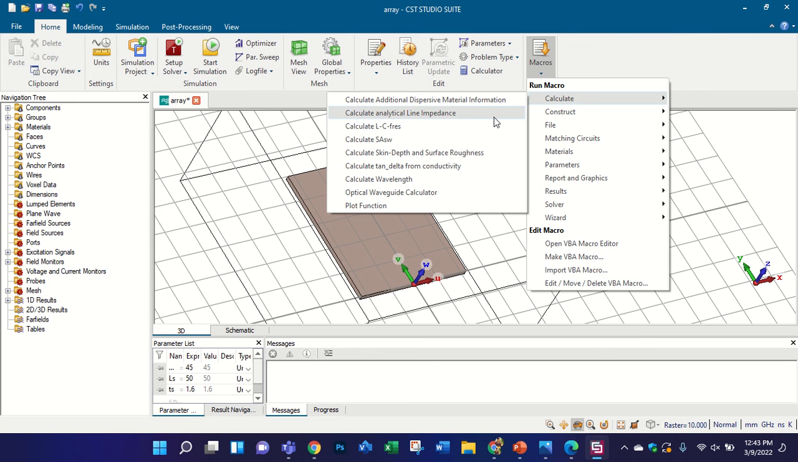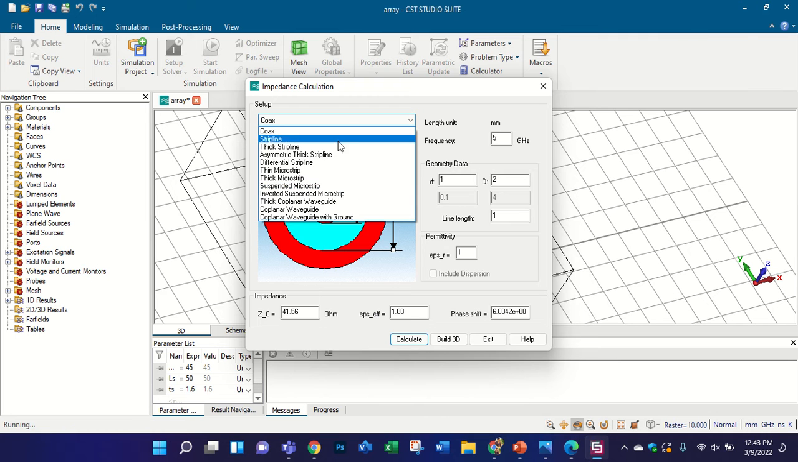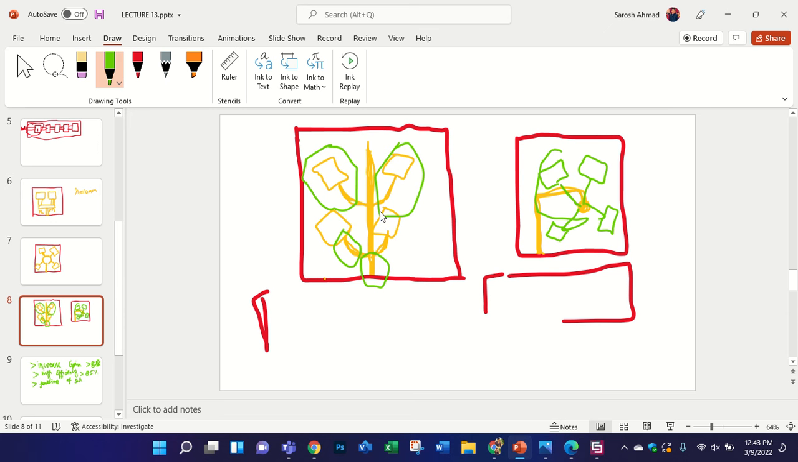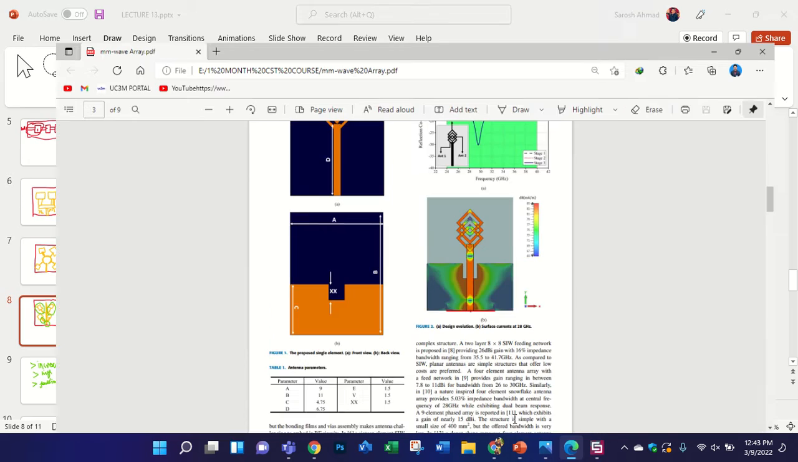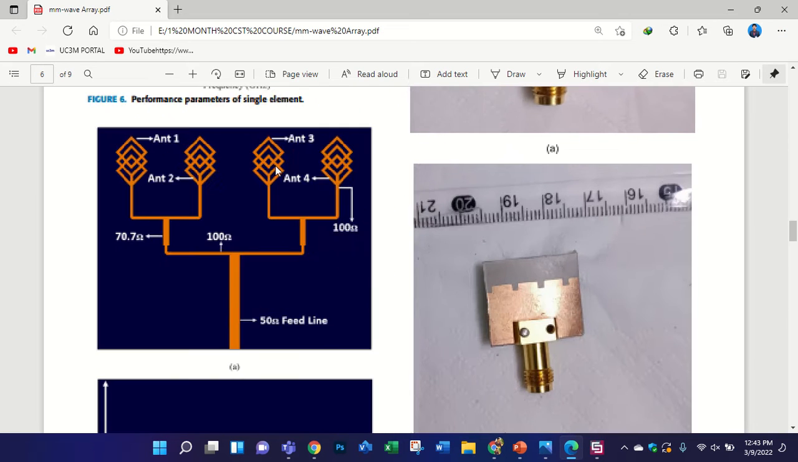You can calculate the line impedance. In this case you need to check the impedance, calculate the impedance, and try to set it with this, not with the setup solver. In this case your antenna arrays will have the required impedance.